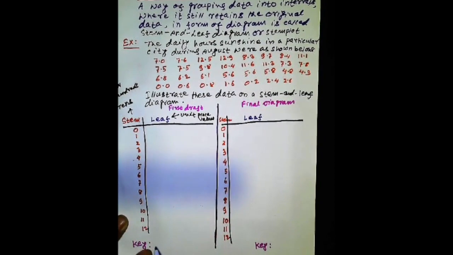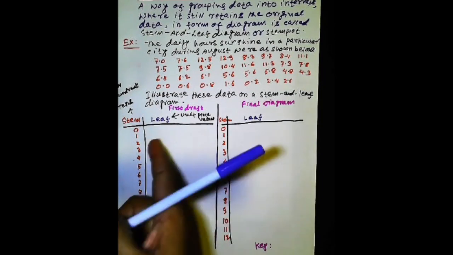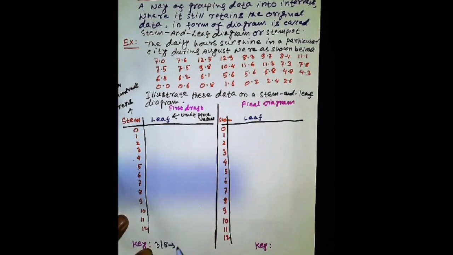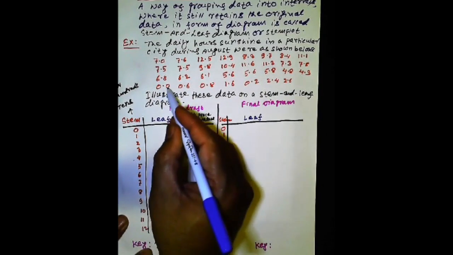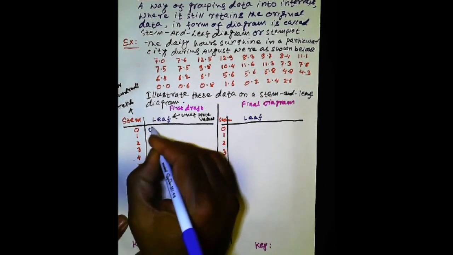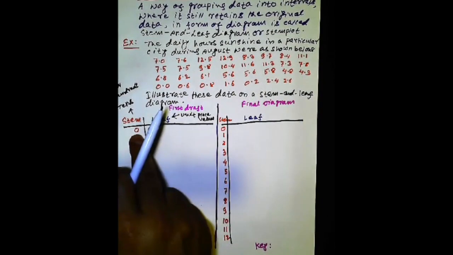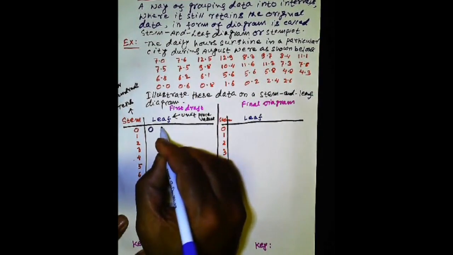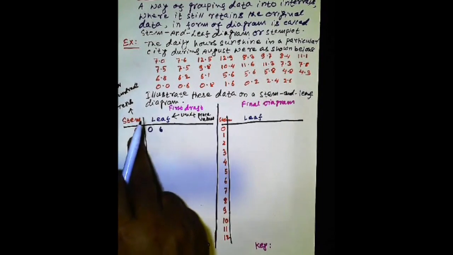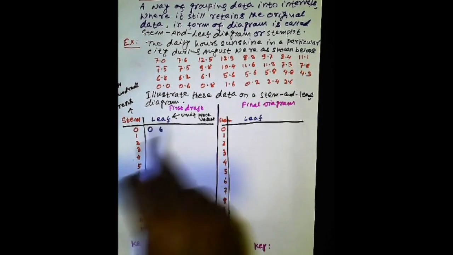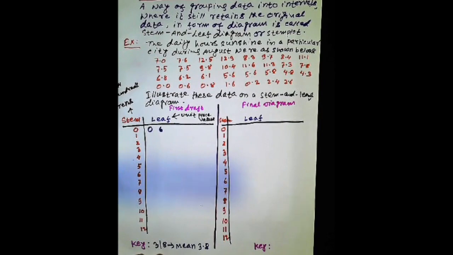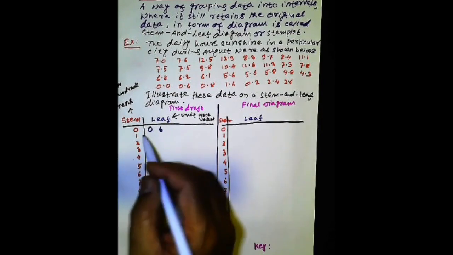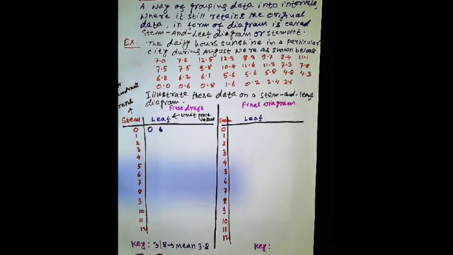For example, if I write 3 in the stem and 8 in the leaf, and define that it means 3.8, then what happens with 0? Let me check that first. With 0 in the stem and 0 in the leaf, it means 0.0. And if I write another number, 6, with 0 in the stem and 6 in the leaf, that means 0.6. All right. In this way we understand how to read values from a stem and leaf diagram.